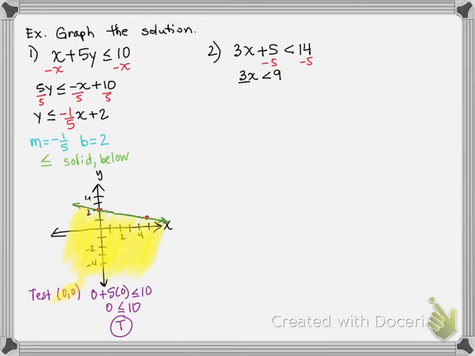We get a 9. Divide by 3, because I get mad if I don't see it. I get x is less than 3. Okay, so this is the scenario we talked about.